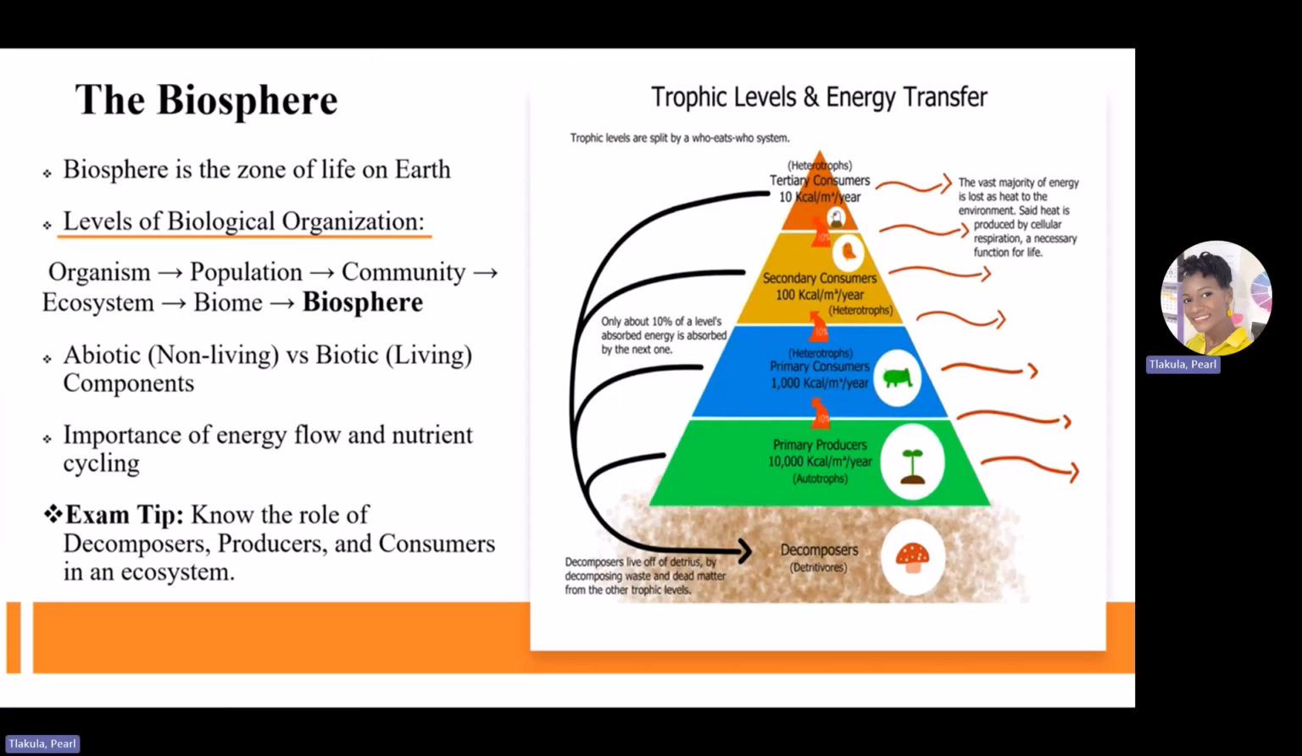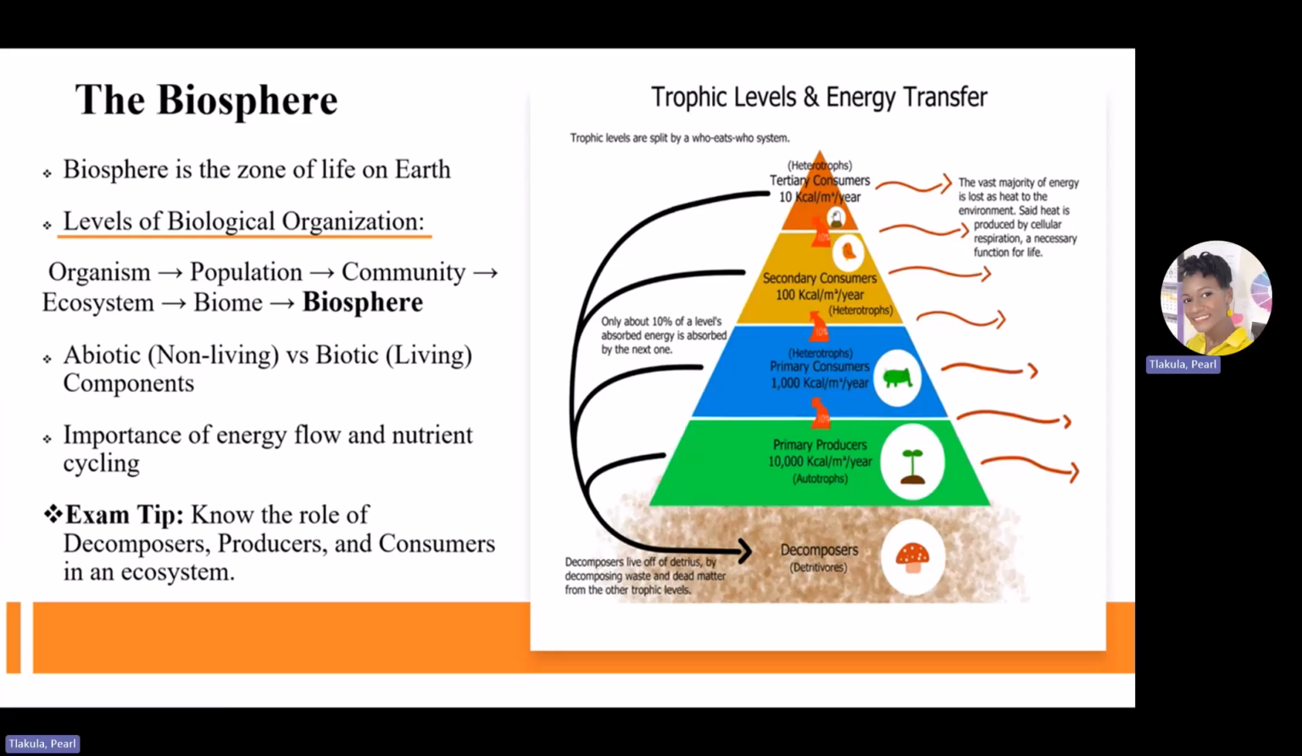So the biosphere. The biosphere is the zone of life on Earth. It has levels, which we call the biological organization. To reach the biosphere, you have to start at the organism. Then the organism grows into a population. Then the population grows into a community. The community grows into an ecosystem. Then an ecosystem grows into a biome. Then you have what we call the biosphere.